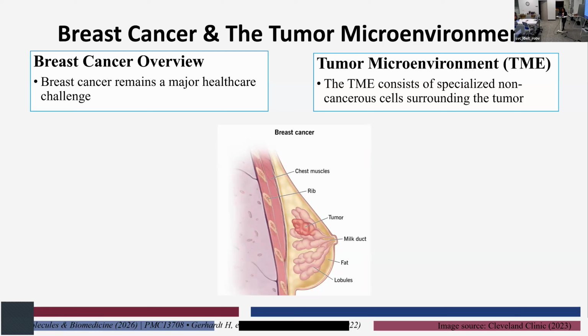Rather than simply existing next to the tumor, these surrounding cells constantly communicate with cancer cells. This communication influences how the tumor grows, survives, and eventually spreads. Because of this, researchers have become increasingly interested in understanding not only the cancer cells themselves, but also how the surrounding cells contribute to disease progression.